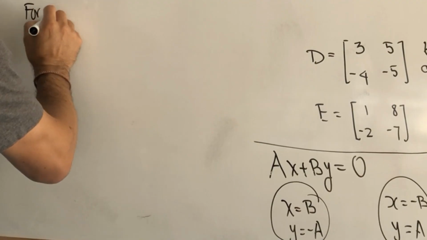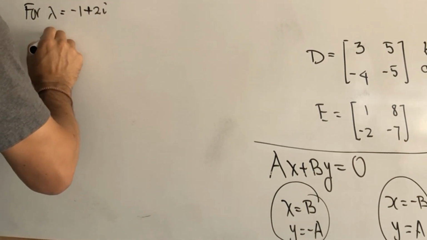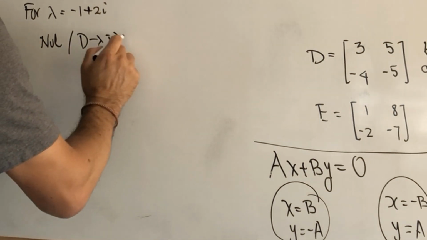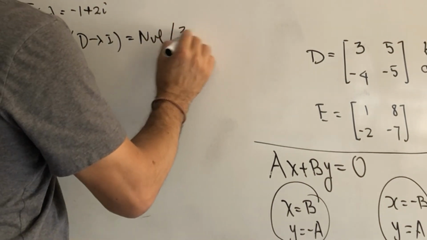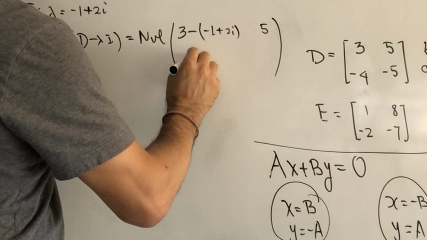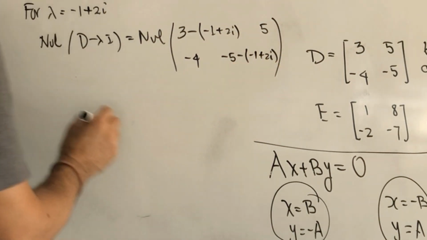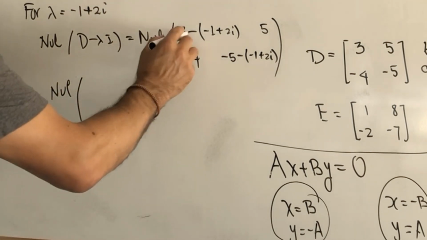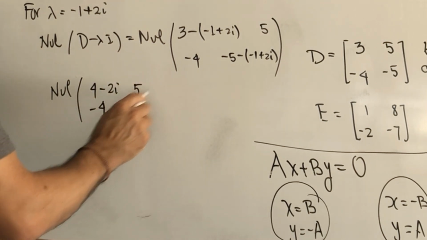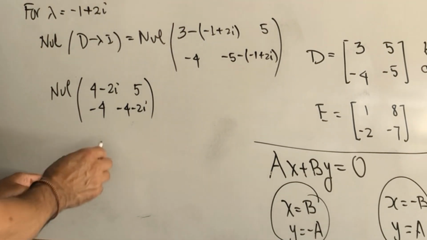Let's compute the eigenspaces. Then for lambda equal to -1 plus 2i, we need to compute the null space of the matrix D minus lambda times the identity. Let's see what this is. This is the null space of the matrix 3 minus (-1 plus 2i), 5, -4, and here is -5 minus the lambda, -1 plus 2i. This is the null space of the matrix 3 plus 1 is 4 minus 2i, 5, -4, and here we have -4 minus 2i.